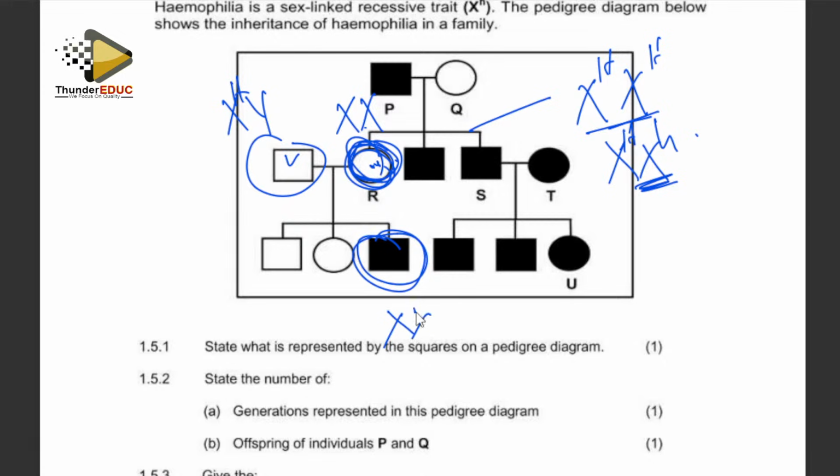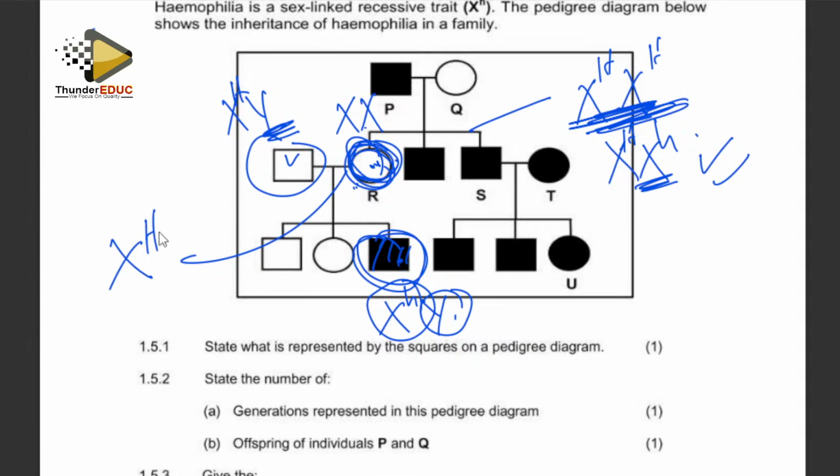Since the kid is a male, not a female, and he is hemophilic, that's why he is shaded. So it means that his Y came from the father, and his X with the recessive allele must come from the mother. So if it came from the mother, obviously the mother can't be homozygous normal. So the genotype of R is going to be X capital H X small h, because they have a kid who is hemophilic.